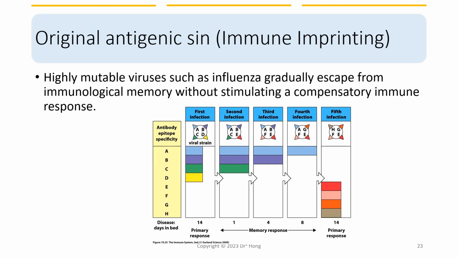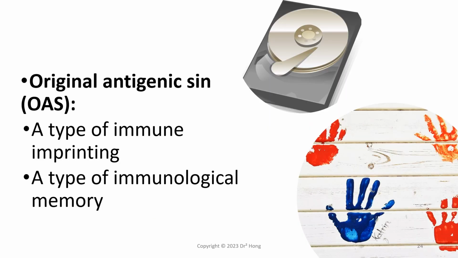The last mechanism that is responsible for immune failure is called original antigenic sin or immune imprinting. It happens when highly mutable viruses such as influenza gradually escape from immunological memory without stimulating a compensatory immune response. Let's find out what it means. OAS is a type of immune imprinting or a type of immunological memory.